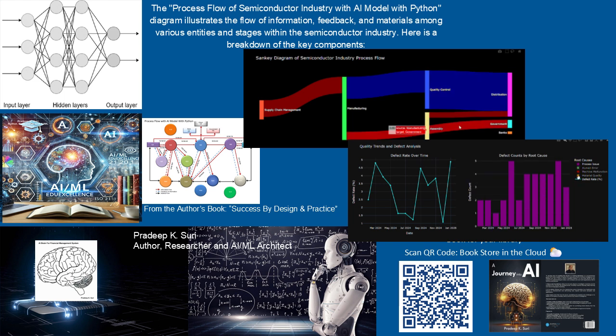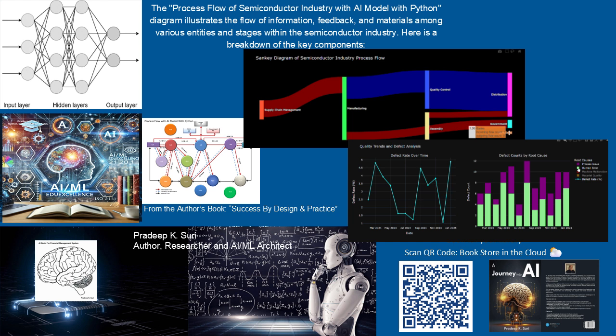Y-axis, defect count. X-axis, dates. Categories. Purple, process issue. Green, human error. Red, machine malfunction. Orange, material quality. Trend, the highest defect count is around September 2024, while the lowest is around July 2024. Material quality and machine malfunction are the most frequent root causes, followed by human error and process issues.